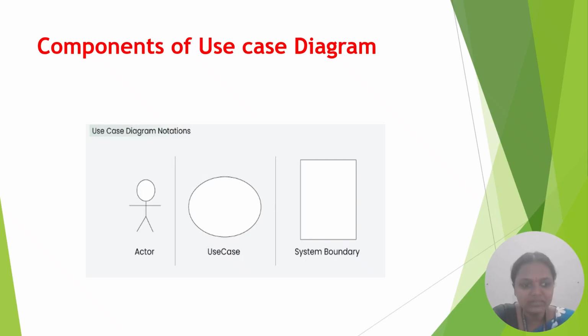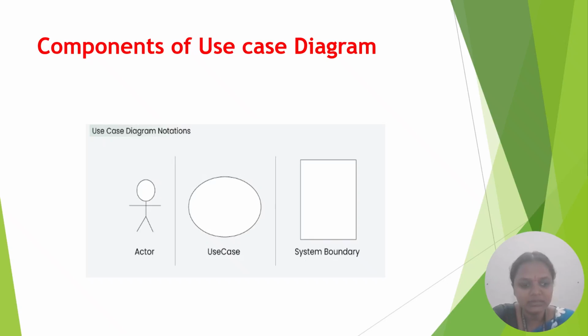The second one is the use case. The use case represents a function or task the system performs when an actor interacts with it. Each use case should deliver some value or result to the actor. In a diagram, it is shown as an oval.